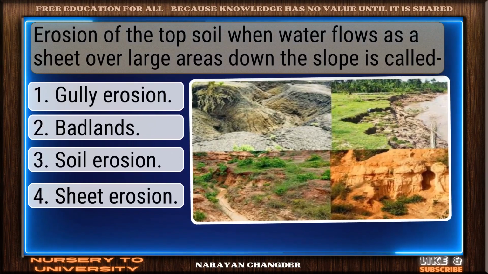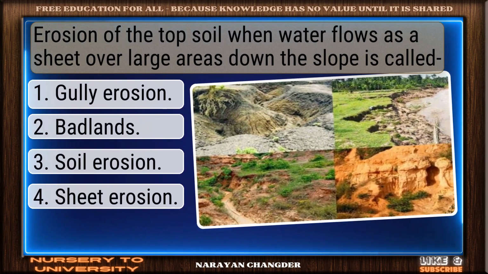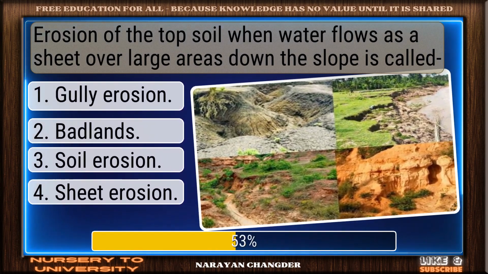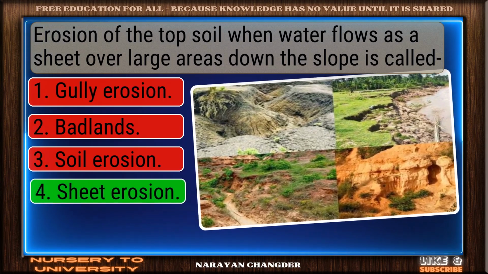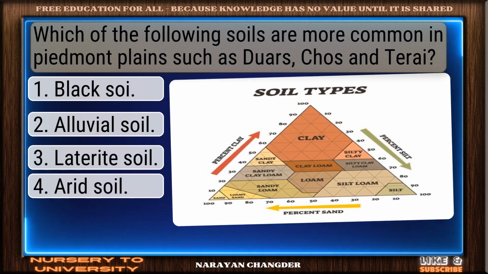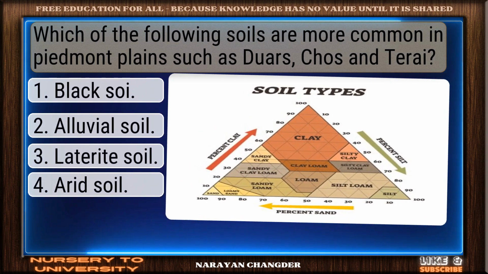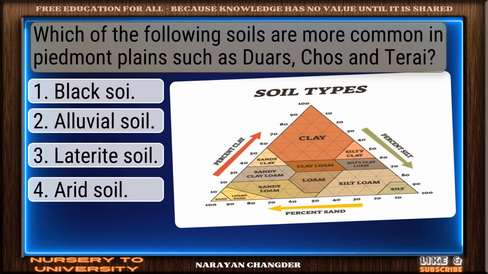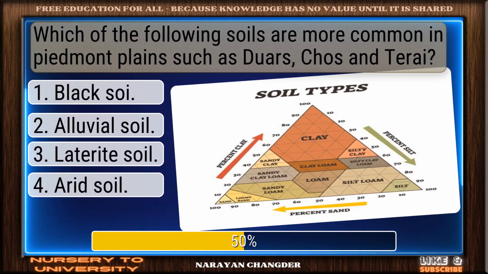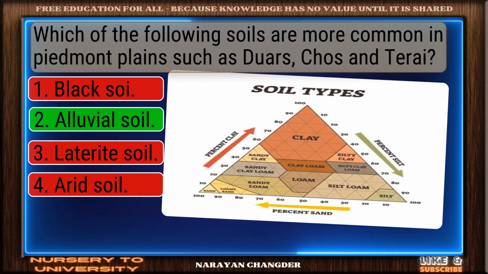Erosion of the topsoil, when water flows as a sheet over large areas down the slope, is called dash. Excellent choice. Sheet erosion is right. Which of the following soils are more common in Piedmont plains, such as Dors, Chos, and Terai? Bravo. Alluvial soil is the answer.